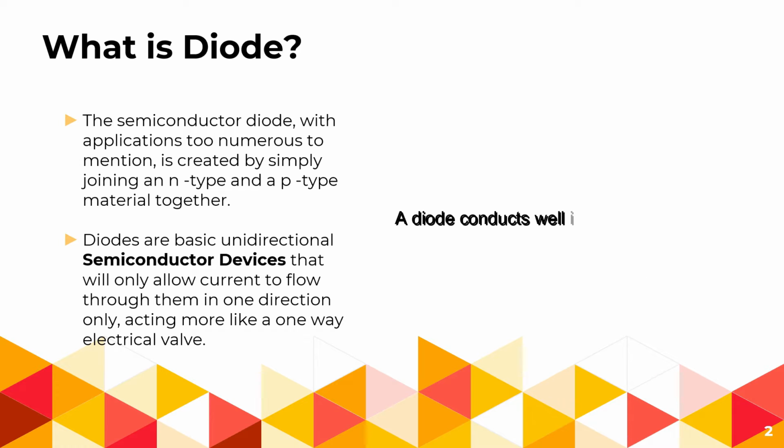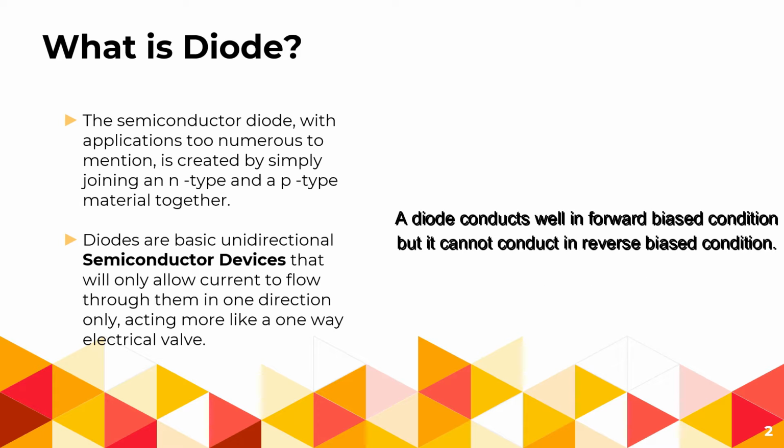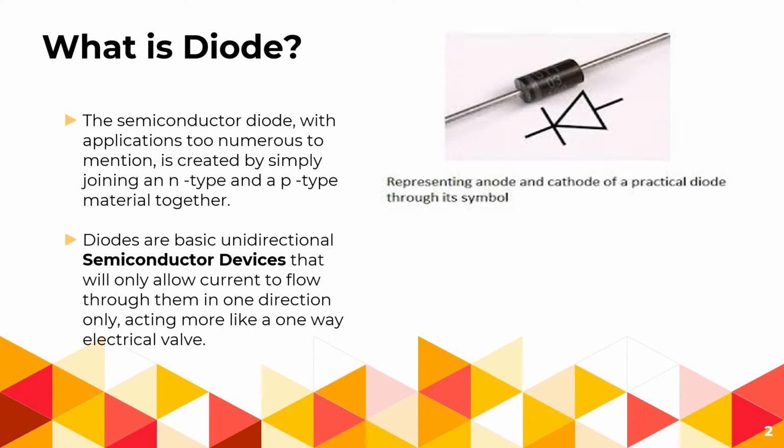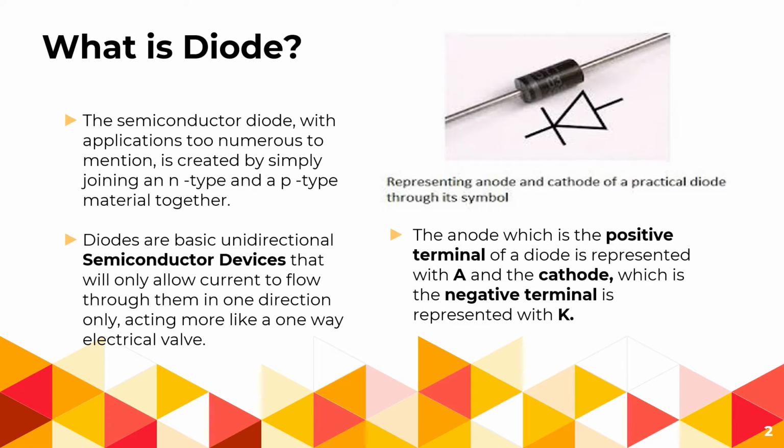A diode conducts well in forward bias condition, but it cannot conduct in reverse bias condition. Anode, which is the positive terminal of a diode, is represented with capital A, and the cathode, which is the negative terminal, is represented with capital K.